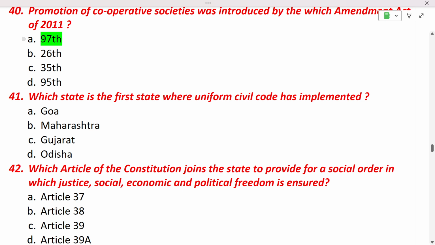Next, question number 41. Which state is the first state where Uniform Civil Code has been implemented? Option A, Goa. Option B, Maharashtra. Option C, Gujarat. Option D, Odisha. The answer is A.